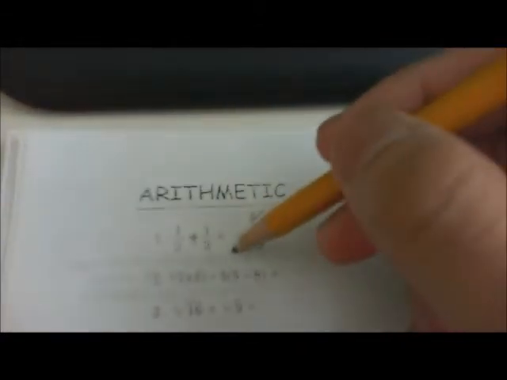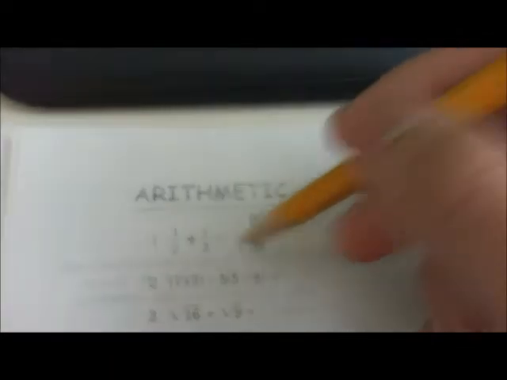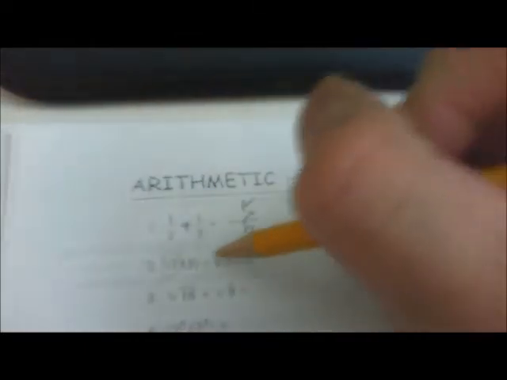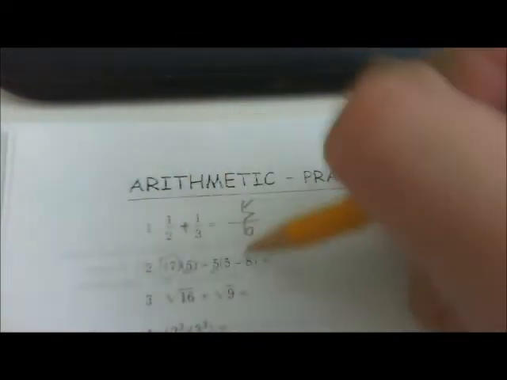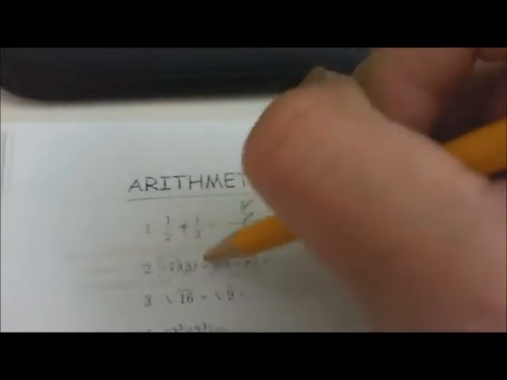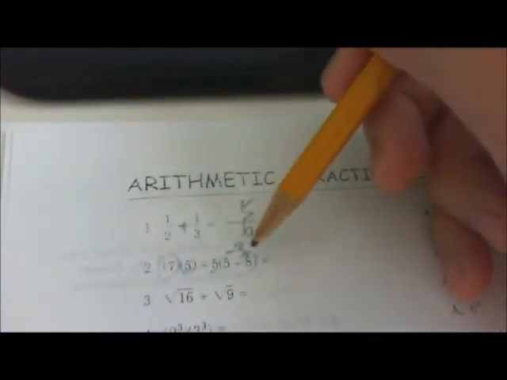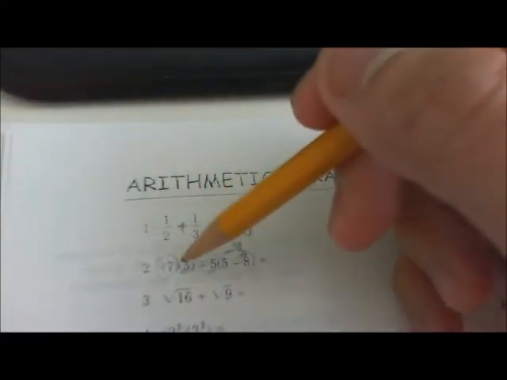Number 2. Number 2 is 7 times 5 minus 5 times 5 minus 2. In this case, it's really easy. Both of them have 5, so take out 5. 7 minus negative 3, right? Minus minus becomes plus. 7 plus 3 is 10. 10 times the common factor of 5 is 50. The answer is 50.